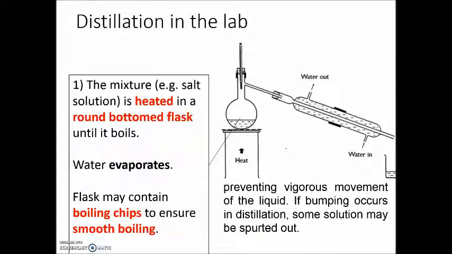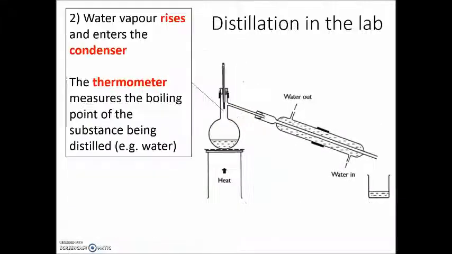So in the lab, just to recap, what happens is that the mixture is heated up in the round bottom flask. It starts boiling and it moves upwards. And to prevent the liquid from spurting out, you have boiling chips. So water rises and it will start entering the side of the round bottom flask into the condenser.